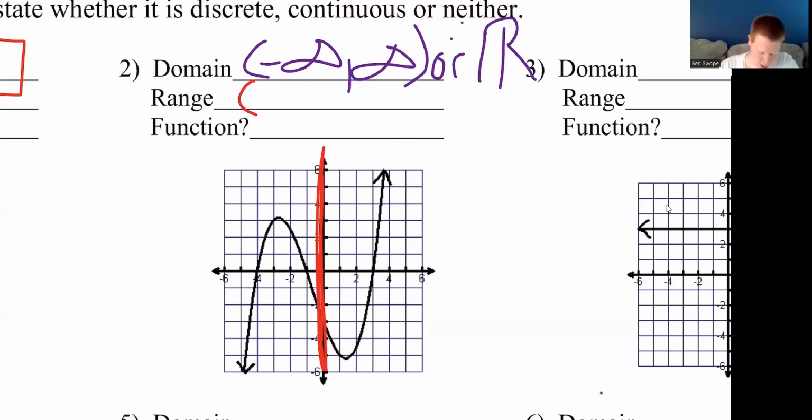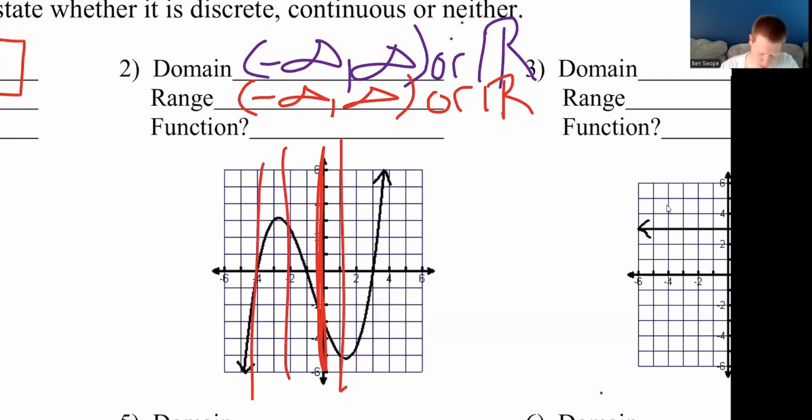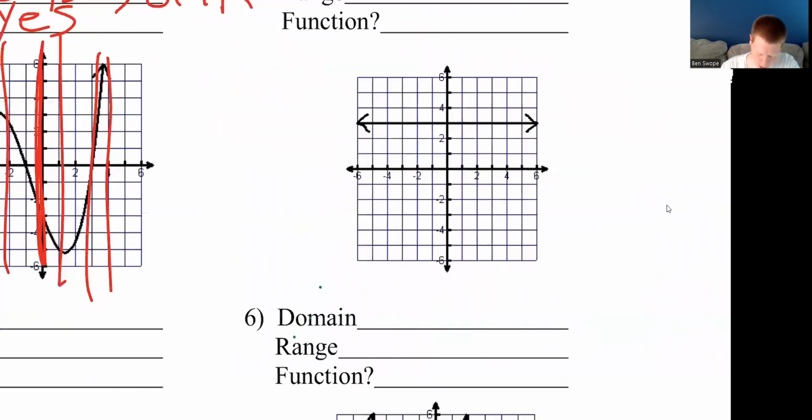But this would also be negative infinity to infinity, or you could put all real numbers. And this would also be a function. No vertical line hits more than one spot. So far, functions. All right, next one.